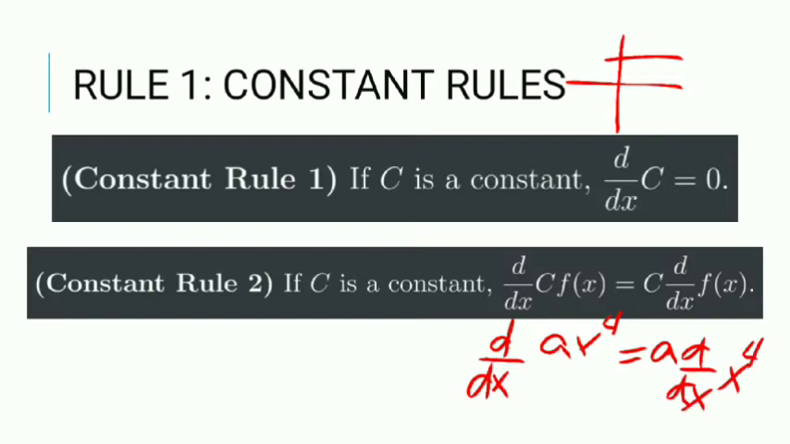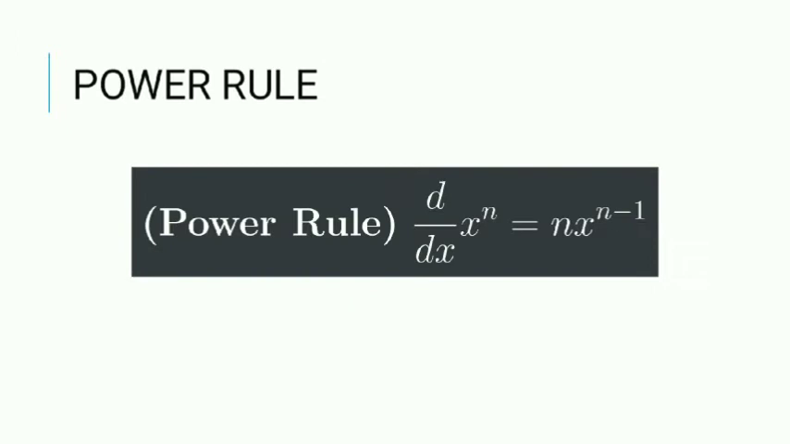Next, the third rule, the power rule. The derivative, or the d/dx of x raised to n, is equal to n times x raised to n minus 1. Or simply, the derivative of x raised to n is: drop the n first, then subtract 1 from the exponent n. For example, for x raised to 5, we bring down the exponent first, 5 times x, then 5 minus 1, or simply 5x to the fourth.